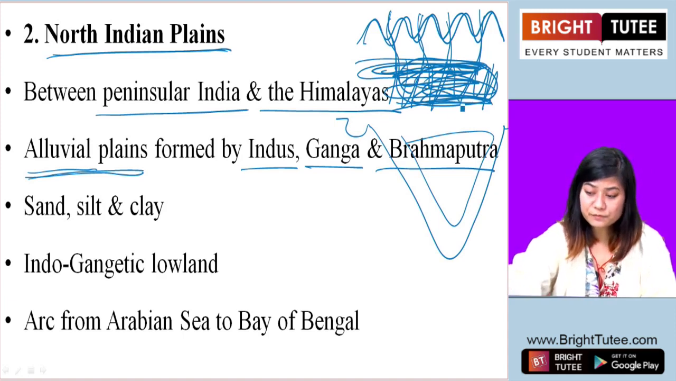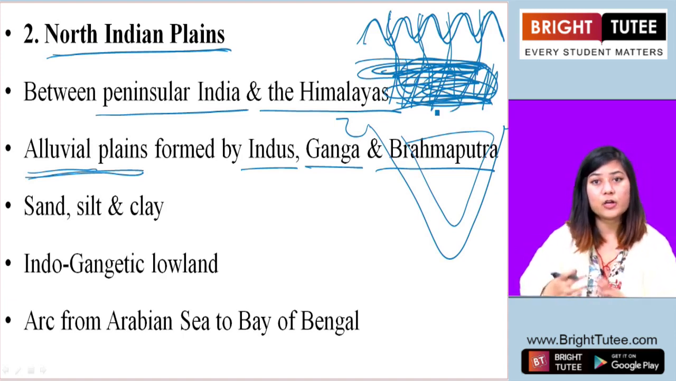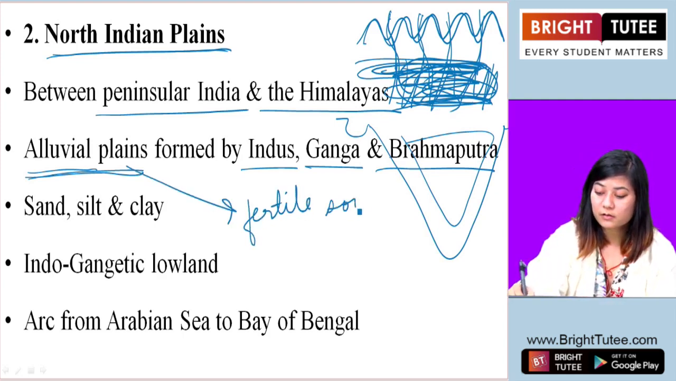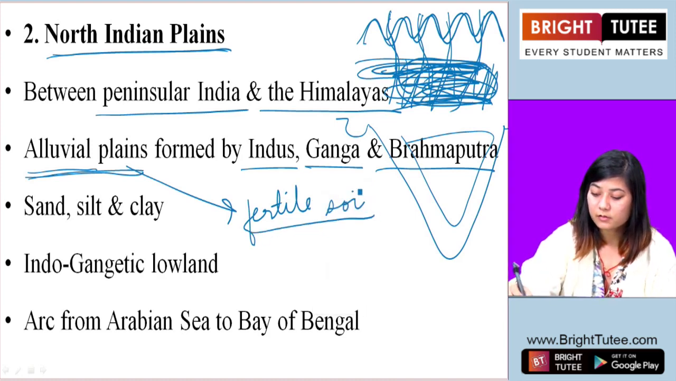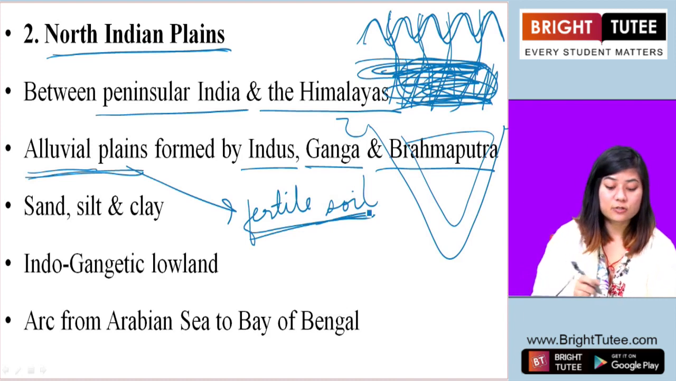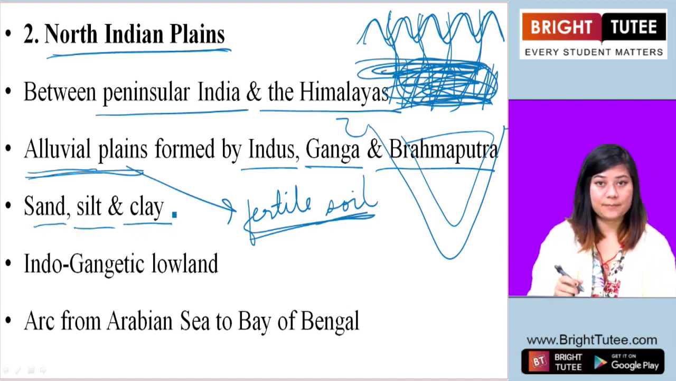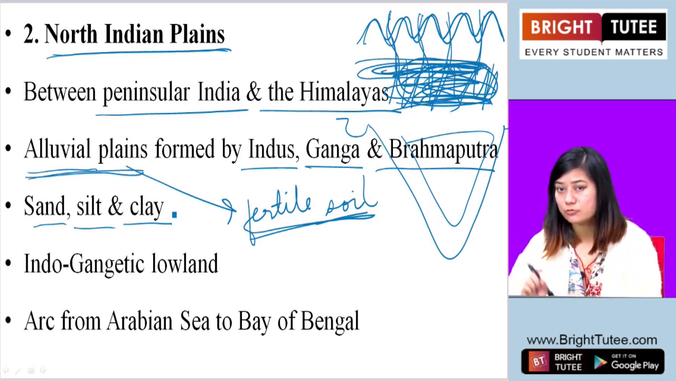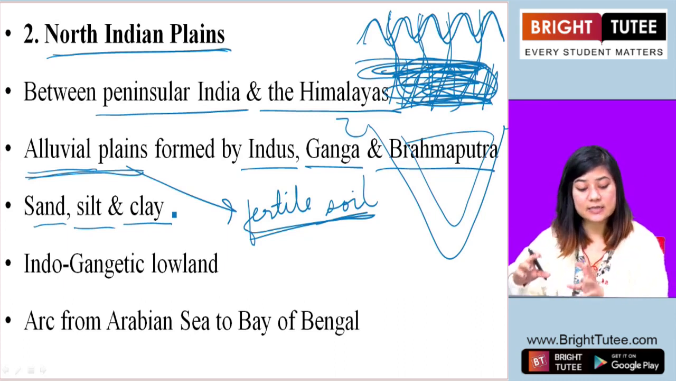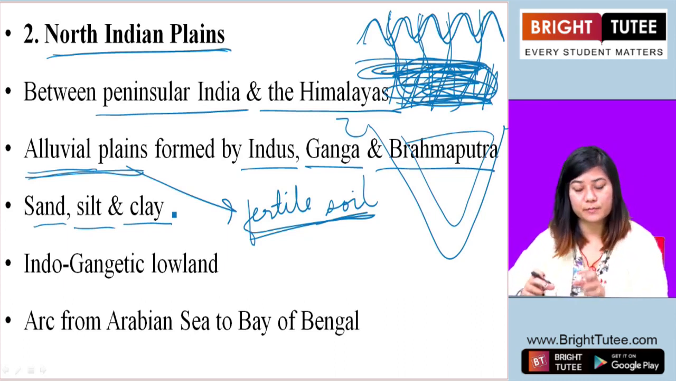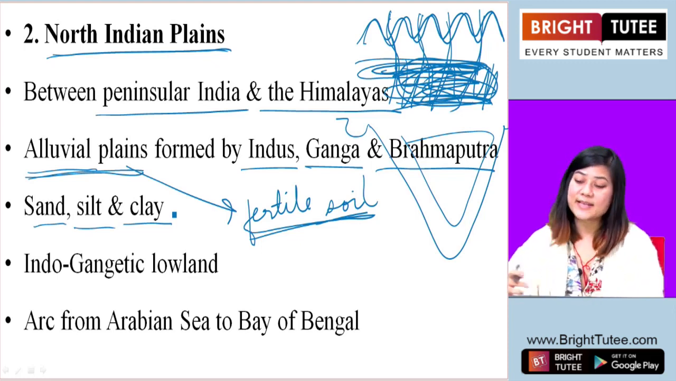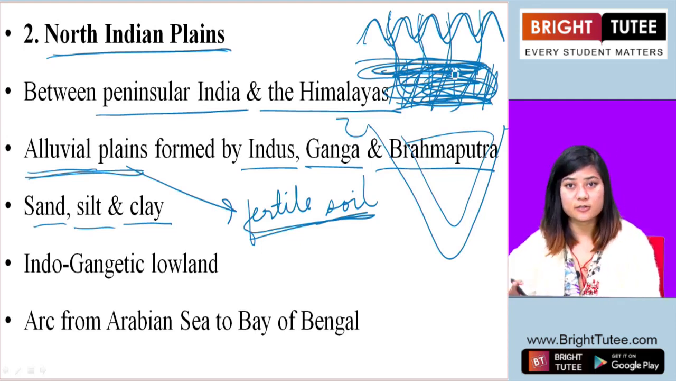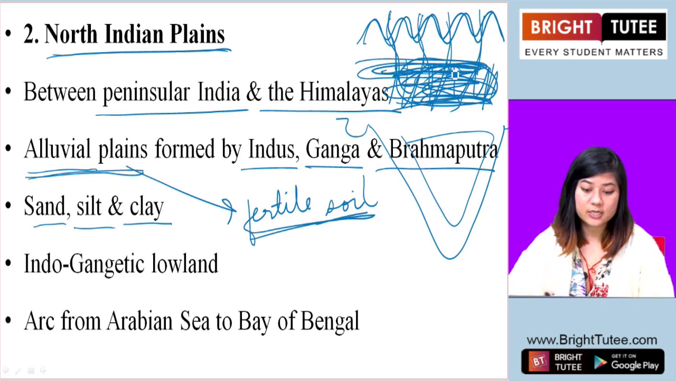Okay, now the alluvium consists of the soil which is very fertile. And they consist of sand, silt and clay. All these are brought by the rivers as they flow down from the Himalayas to the plains. And as they bring these sand, silt and clay, alluvium basically, they deposit it at the base of the mountain. And by depositing it over years and years, what formed was the North Indian plains.